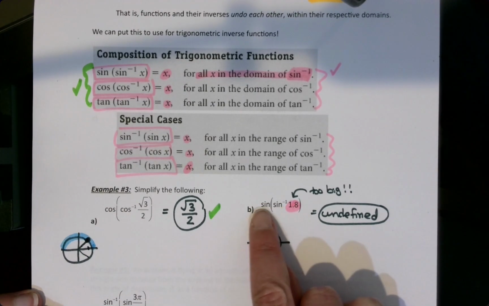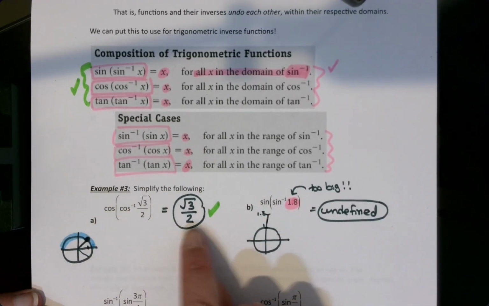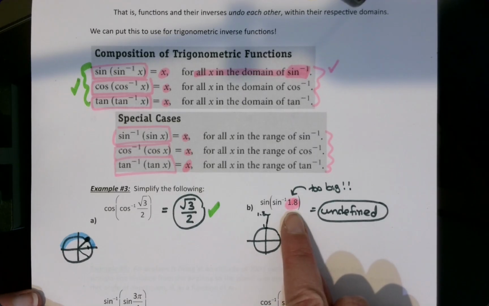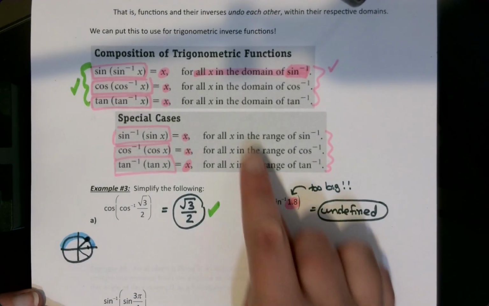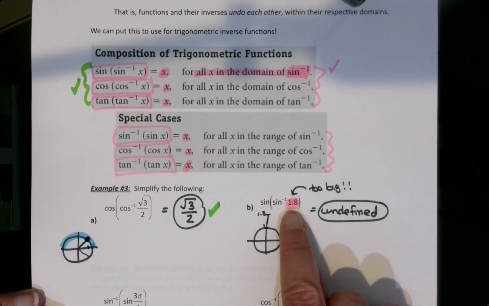So you have to use caution when trying to cancel out two functions. Make sure that the value that you're inputting is a possible input value for the domain of the innermost function. It's not in this case here.